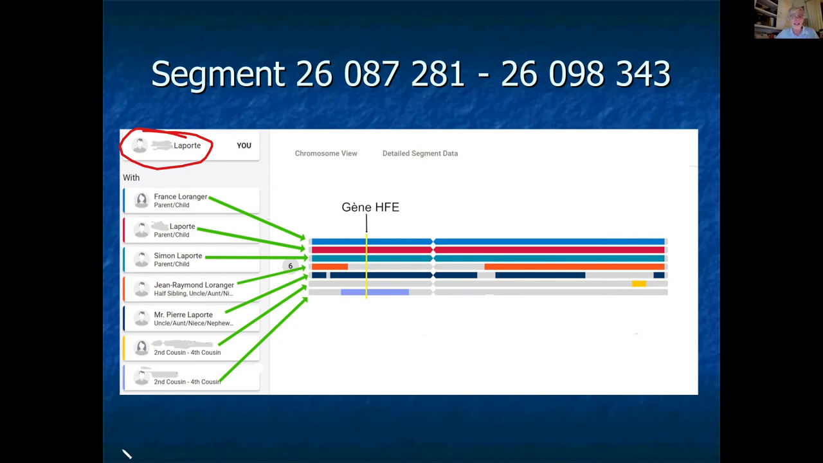And when I made the analysis, I found two other people, one coming from the United States, the other from Ontario, with whom we share the same part of the gene. So it means that those two people have at least one copy of the mutation for the hemochromatosis.